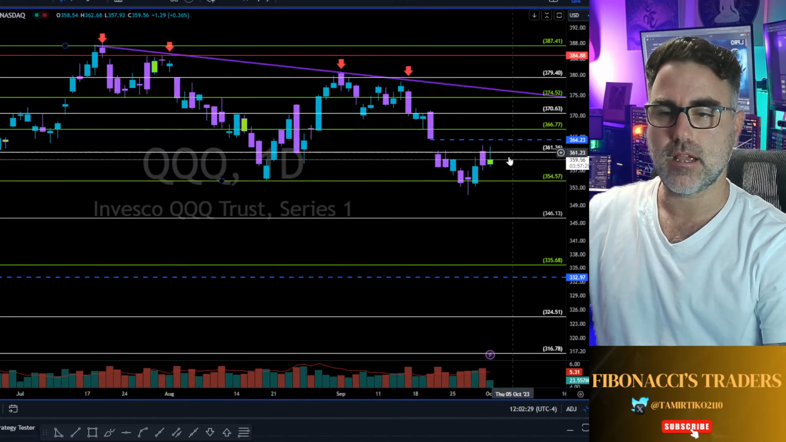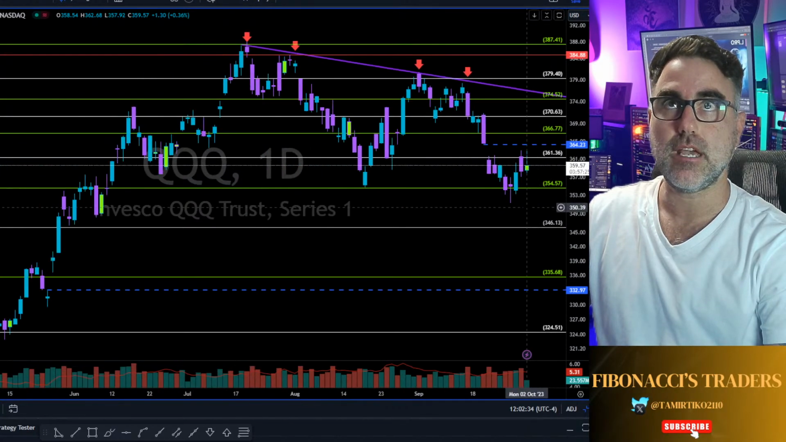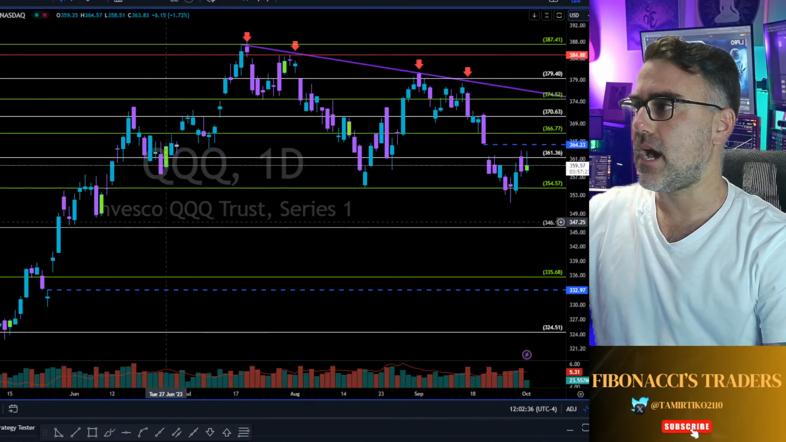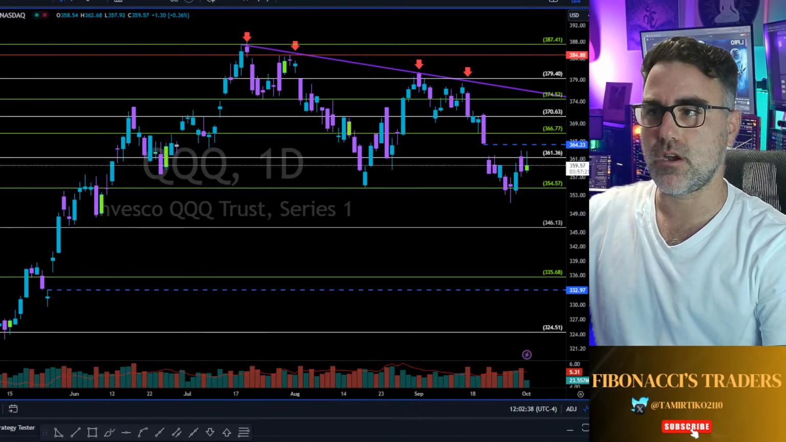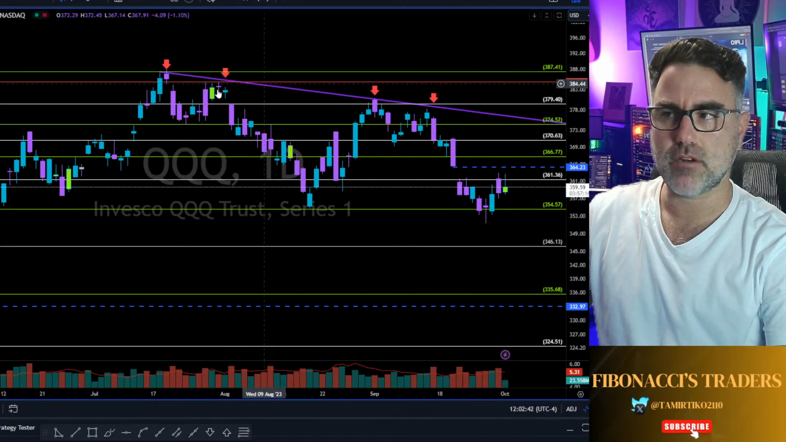QQQ on the daily, we have a doji, inside candle, higher high, higher low. If you are here, say hi. Don't be shy. We are here to learn from one another on how to become a better trader each and every day.